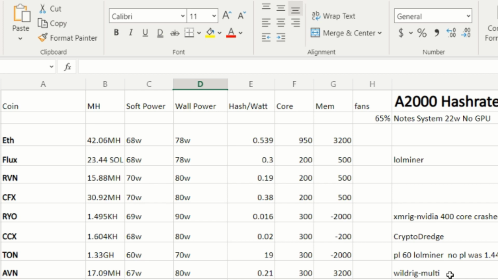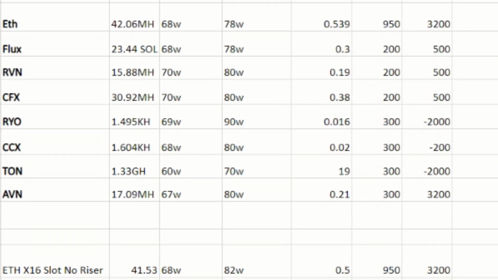Now, I also decided to try another test. I went down and instead of using a riser, I threw it on the x16 slot to see if maybe it would reduce my power consumption. Moving down here, you can see Ethereum x16 slot with no riser. So straight on the motherboard, I actually dropped a little bit of megahash here at 41.53. Software is stating 68 watts, but it actually had a higher wattage than before. We're at 82 here and on the riser, I was only at 78. Hash to watt ratio is now 0.5, which is still really, really good, but not as good as being on that riser. Same settings, 950 core and 3200 on the memory.